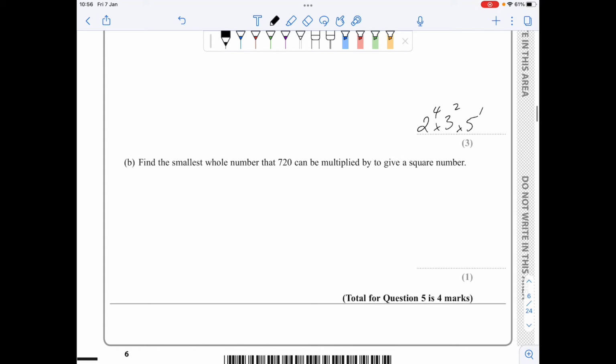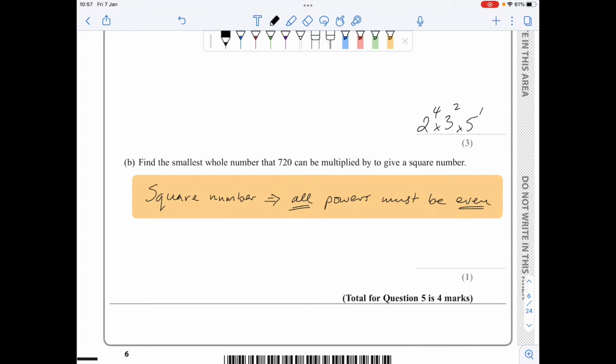Now in part B, it says find the smallest whole number that 720 can be multiplied by to give a square number. Now if I want the number to be a square number, it means that all powers must be even. Now the only number that doesn't have an even power is 5 because its power is 1. The other two are fine, so I need to multiply by 5, so the power of 5 becomes 2, which is an even number.